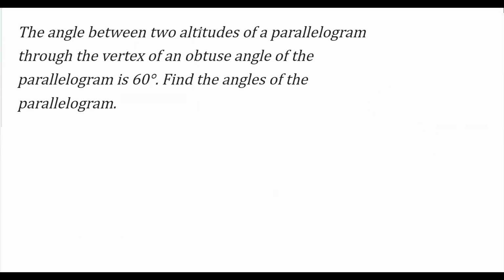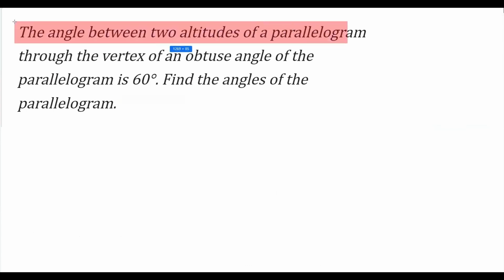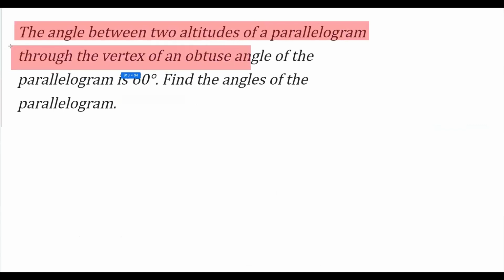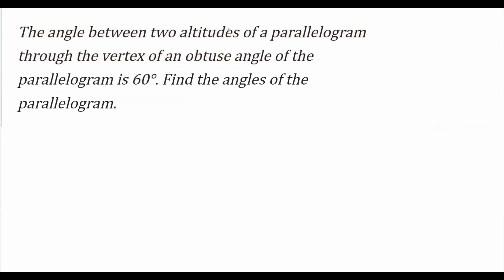All right, so we are given the angle between the two altitudes of a parallelogram through the vertex of an obtuse angle of a parallelogram is 60 degree. Find the angles. Okay, let me first draw the figure that will bring clarity about what they are talking about.